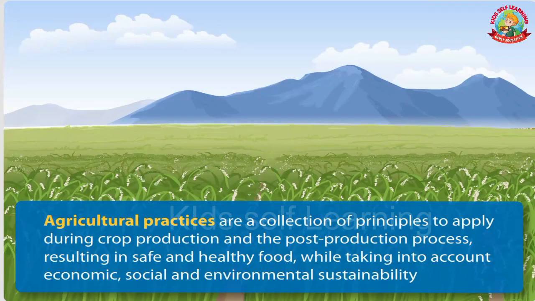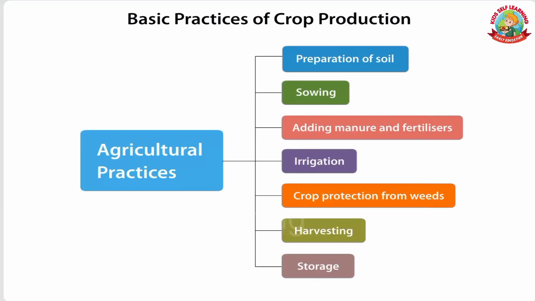Agricultural practices are a collection of principles to apply during crop production and the post-production process, resulting in safe and healthy food while taking into account economic, social, and environmental sustainability. Let us learn about these agricultural practices one by one.